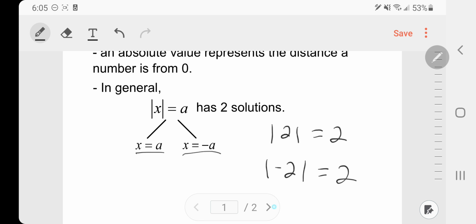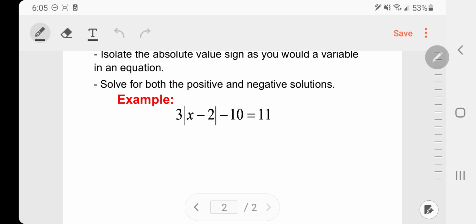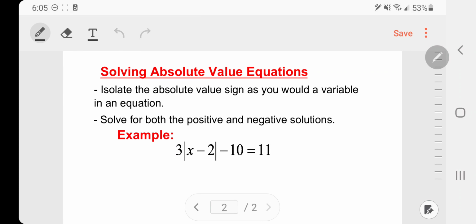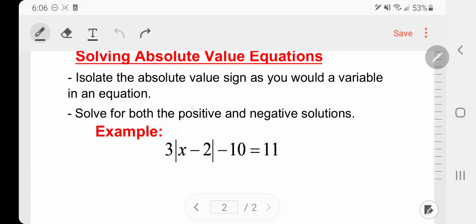All right, let's take a quick look at an example here. All right, so here's a multi-step absolute value equation. First thing I want to do here is isolate the absolute value sign as you would if it was a variable. So we're going to treat this absolute value of x minus 2 like it was a variable. I want to isolate just that and have just the absolute value on one side of my equation.